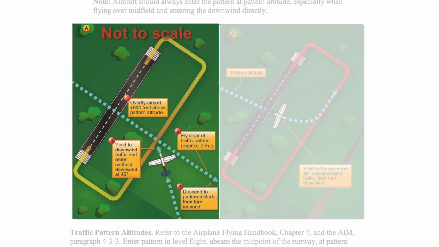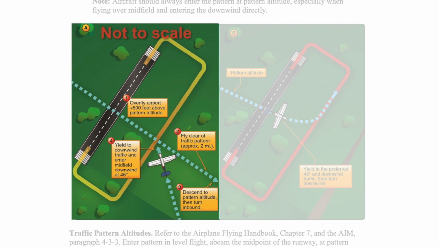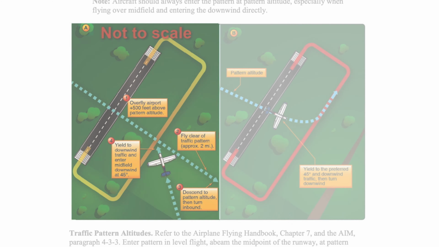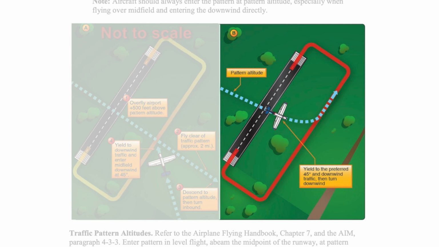But the options are essentially either you're going to overfly the traffic pattern above traffic pattern altitude and then maneuver out to the pattern side, descend, and come in on a straight 45-degree leg that intersects the downwind at the midfield point, or you're going to come from the non-pattern side, from the dead side, at TPA, fly directly across the middle of the runway and turn into the downwind as traffic allows.